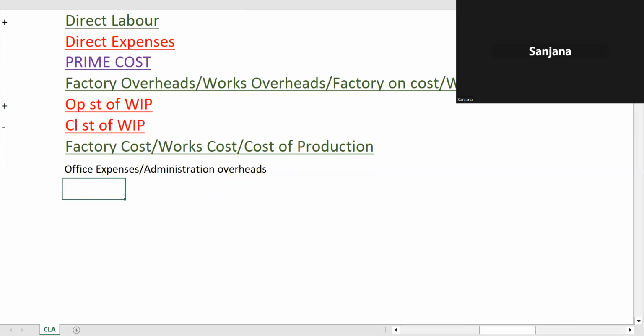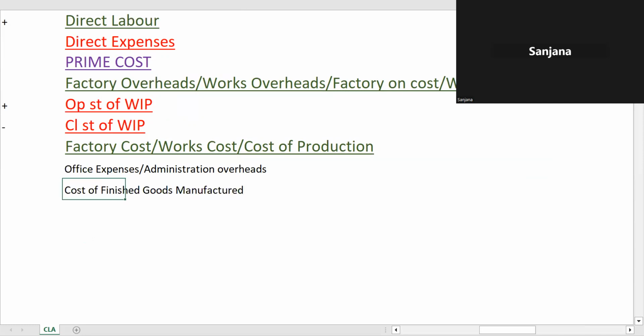and then you add opening stock of finished goods and closing stock of finished goods. And there's one more way to do this. Till here it is the same, then certain different institutes follow different ways. So one way is to just add this and call it cost of finished goods manufactured.